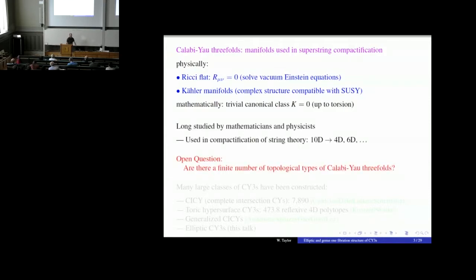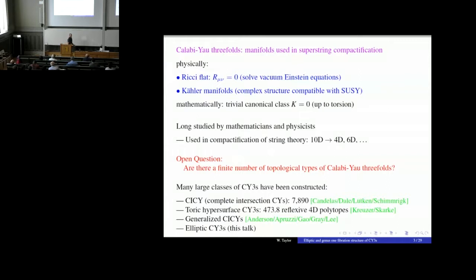And these, again, have been studied for a long time, used in compactifications, but still there's an open question, which is, are there a finite number of topological types of Calabi Yau threefolds? And I guess Yau conjectured maybe 40 years ago that there were in fact a finite number, and I think what I'll say today is at least some evidence that that conclusion is correct.